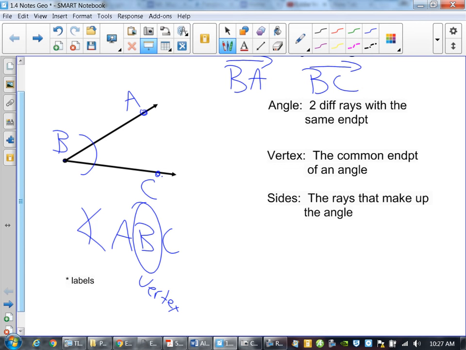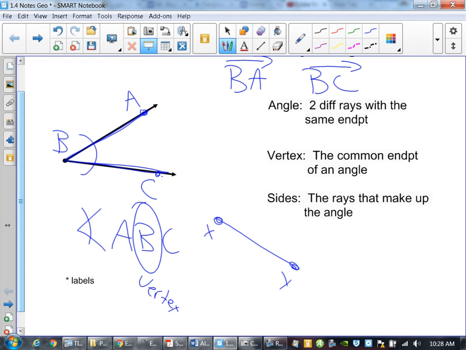Is ABC the same thing as CBA? Yes, they're the same angle. Going this direction or this direction is the same, because B is still in the middle. Just the same as if we said that we had segment XY, isn't that the same as YX? It just means you go the other direction. Angles can be written going either direction. As long as the middle letter is your vertex, you're fine.